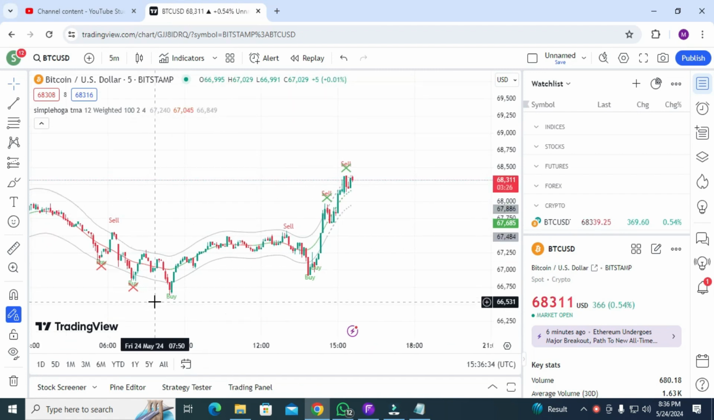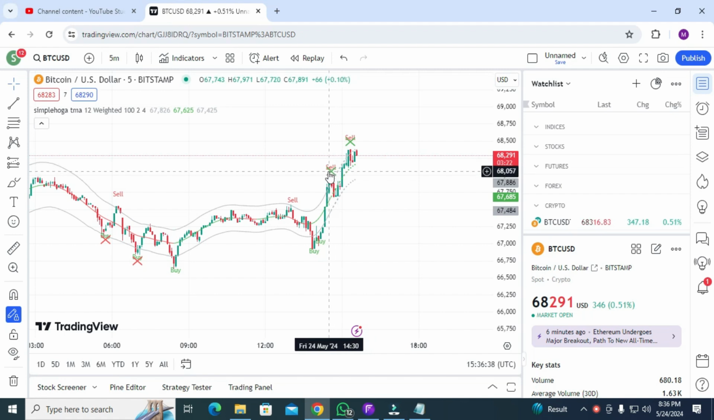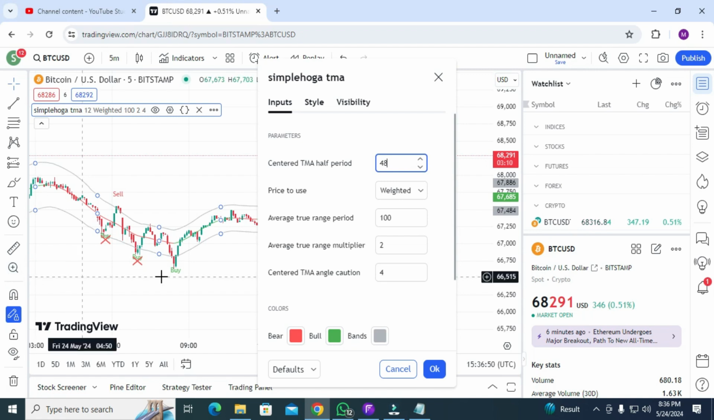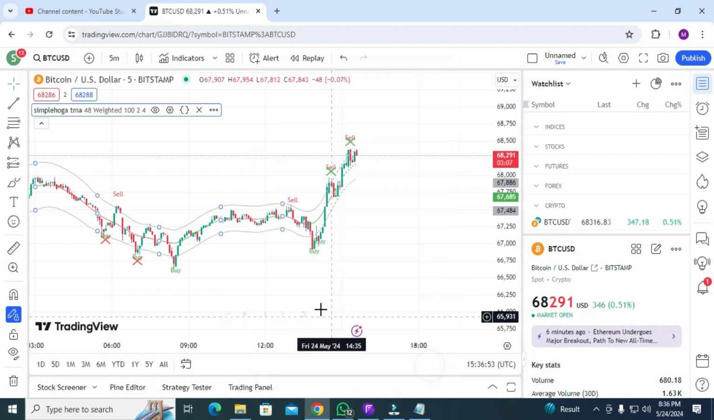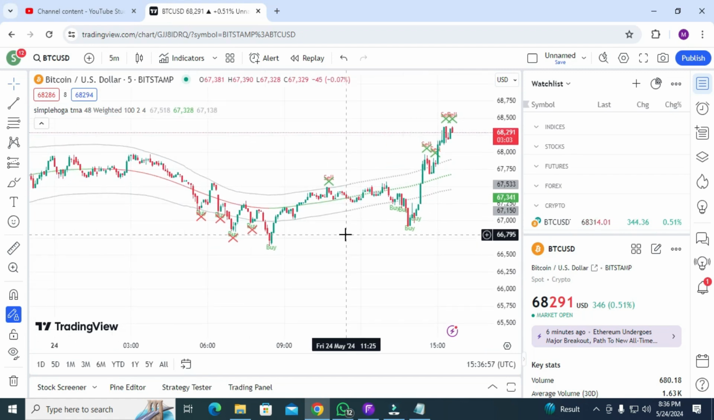Here are a lot of buy and sell signals, but there is our signal with the cross. The cross means do not go for the sell trade. I will make some changes here. Just go to settings and it should be 48. Then see the magic, it will give you awesome results. Now you can see these are the buy signals and perfect buy trades.